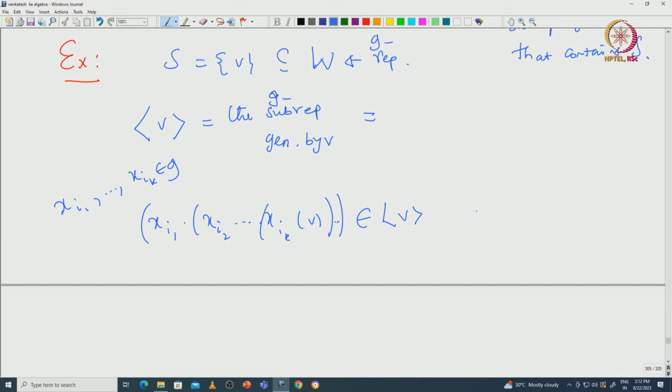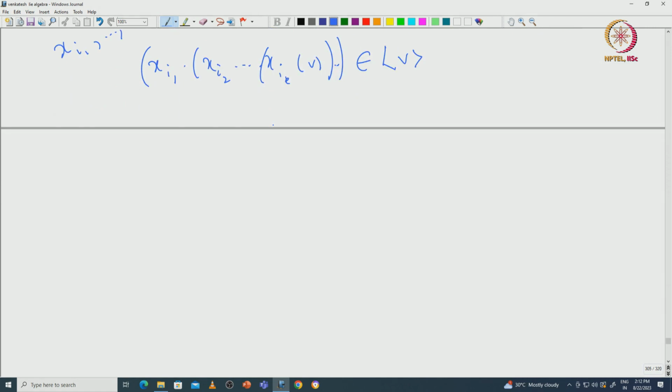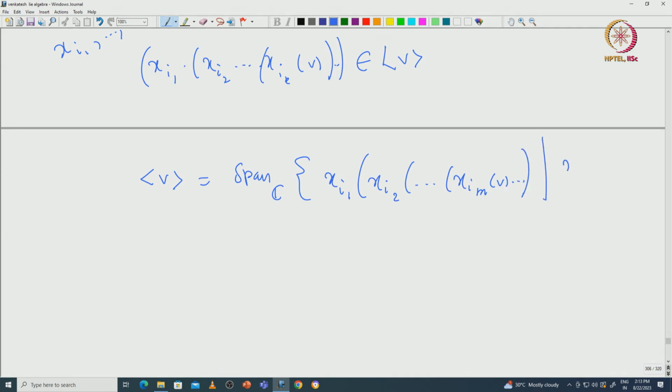Okay. So, what I want to say? I claim that this sub-representation generated by V, okay, this is the exercise, is spanned by all possible words. Okay. So, you are sequentially applying, maybe I will write it clearly. You take x i1, apply it on x i2, and so on, x im applied on V. Okay. You take all possible things where these x i1 etcetera, x im are all coming from G.